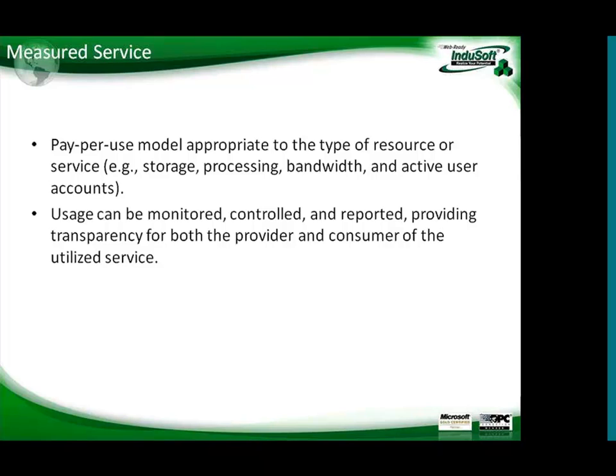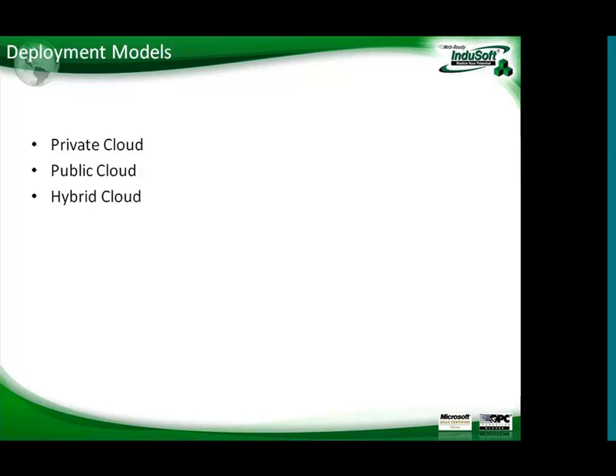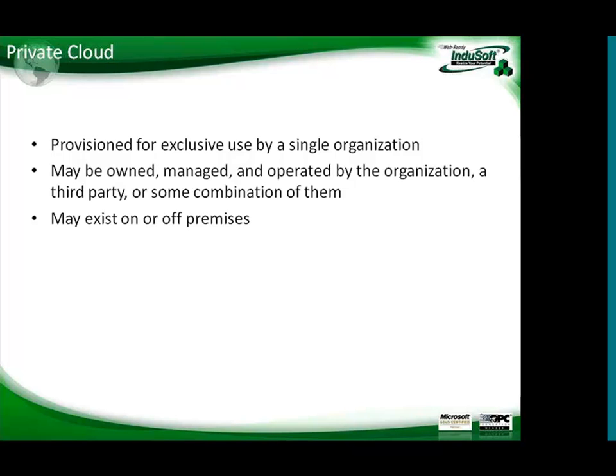There are three different deployment models for the cloud: the private cloud, the public cloud, and the hybrid cloud. A private cloud is provisioned and used exclusively by one single organization. It may be owned or managed by that organization or some third party. So for example, InduSoft has our own private cloud that we've provisioned internally using off-the-shelf software, and we use that internally for development, QA, and support purposes.